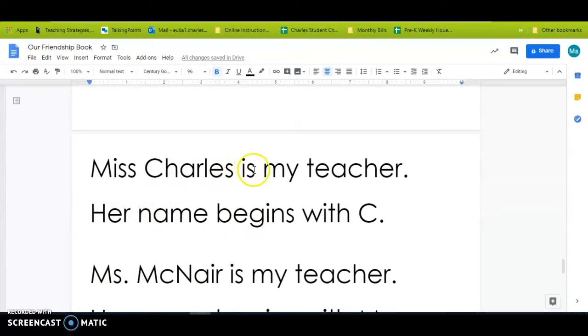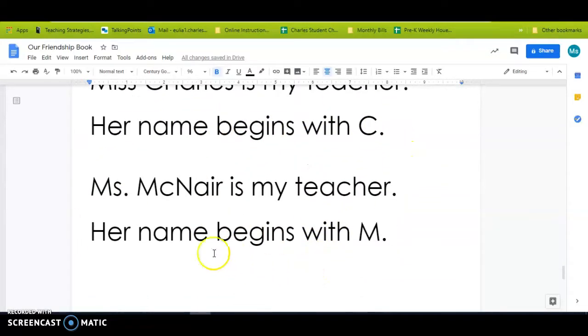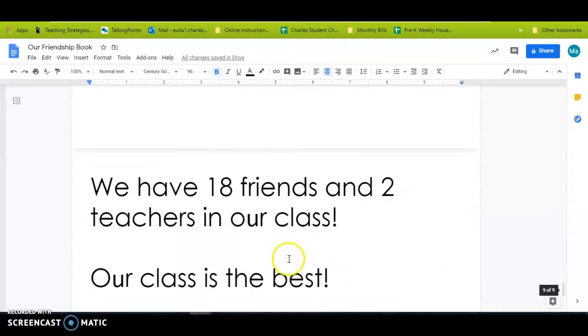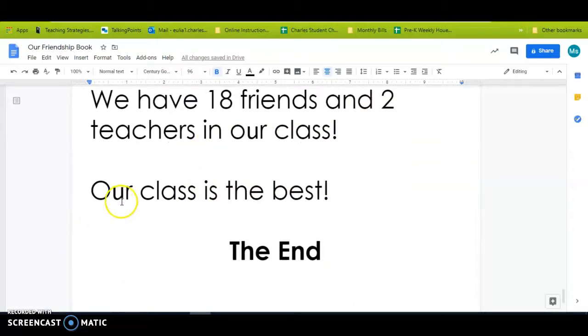Miss Charles is my teacher. Her name begins with C. Miss McNair is my teacher. Her name begins with M. We have 18 friends and 2 teachers in our class. Our class is the best. The end.